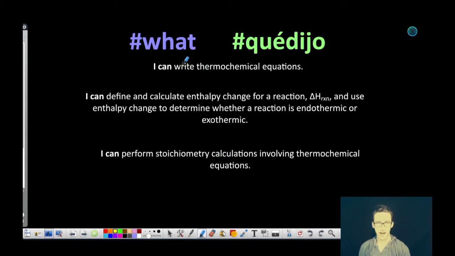We're going to write thermochemical equations and talk about what those are and how they differ from your other types of chemical equations. We're going to define and calculate enthalpy change for a reaction, abbreviated delta H, and use enthalpy change to determine whether a reaction is endothermic or exothermic. And then lastly, we're going to perform some stoichiometry calculations involving those thermochemical equations.